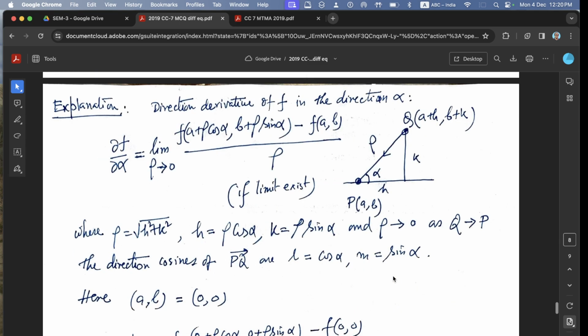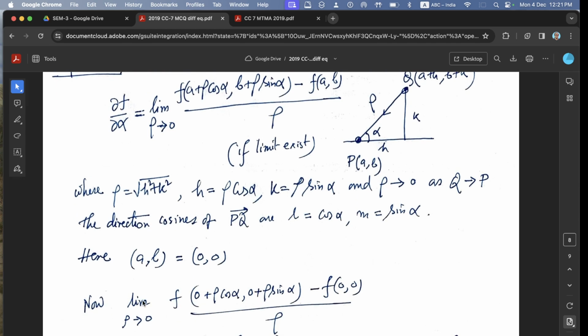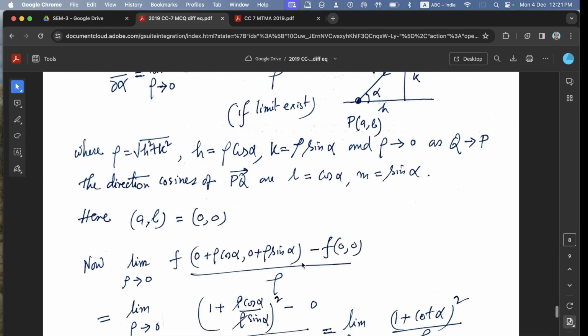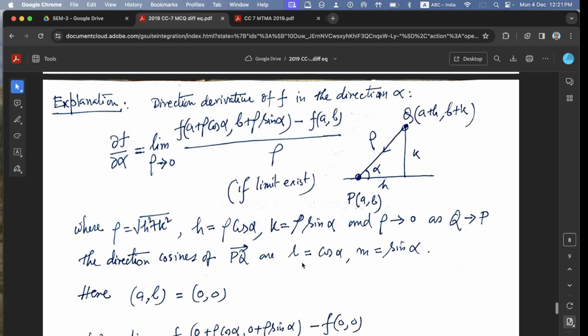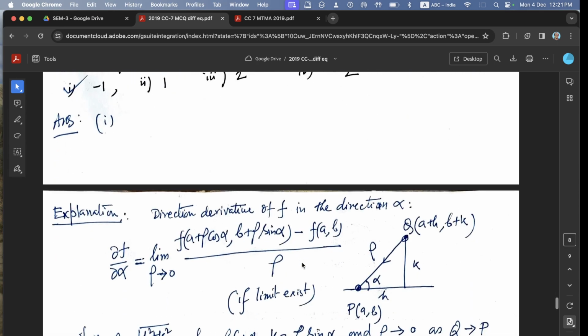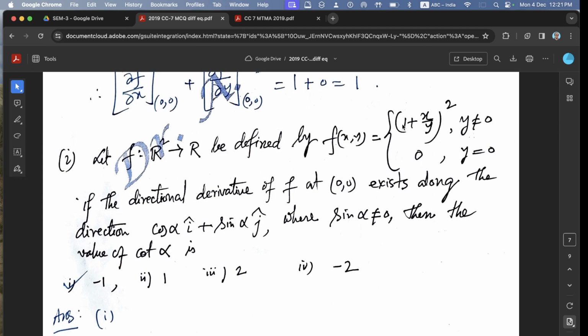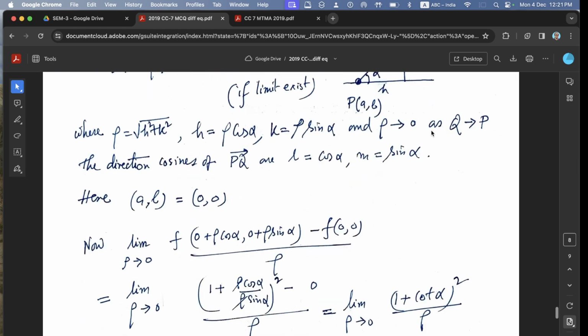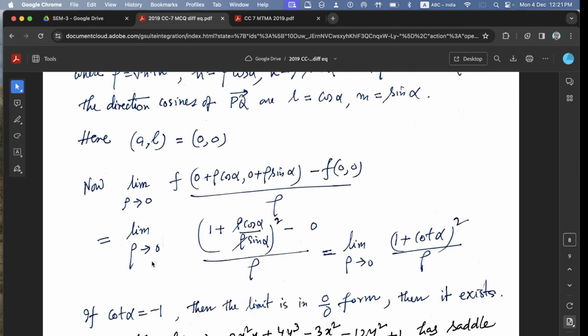Here in this question, (a, b) equals (0, 0). So P is the origin. So this limit as rho tends to 0 of f of (0 plus rho cos alpha, 0 plus rho sin alpha) minus f(0, 0), whole divided by rho, equals f of (rho cos alpha, rho sin alpha) by the definition. Put rho cos alpha by rho sin alpha, with rho tends to 0 but not equal to 0. So cancel rho from numerator and denominator, and we get (1 plus cot alpha) whole square divided by rho.